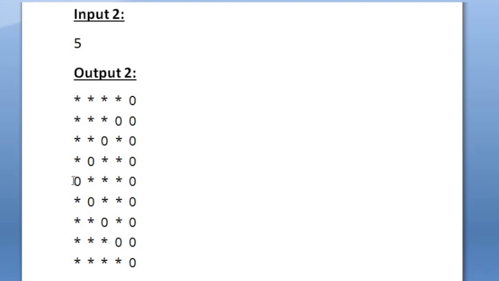So after reaching the first, now the first and nth are 0 and the remaining are asterisks, and then the second and nth are 0 and the remaining are asterisks, and then the third and nth, and then only the nth. So like this we are printing the pattern. Now let us see how to write a C program for this.